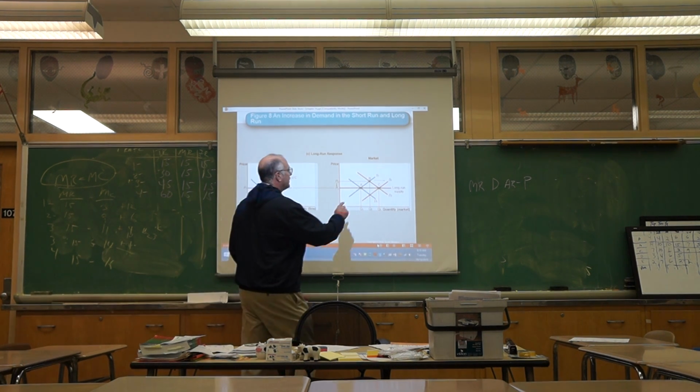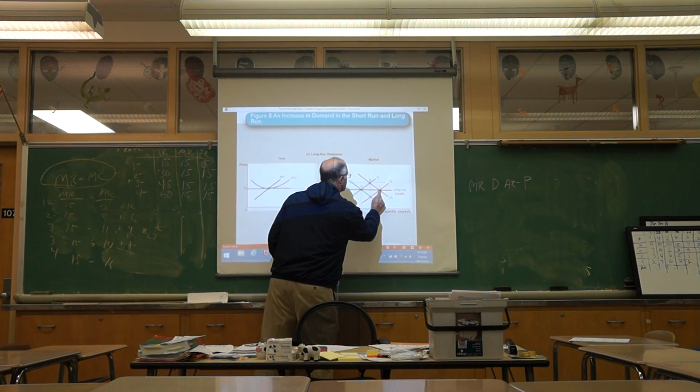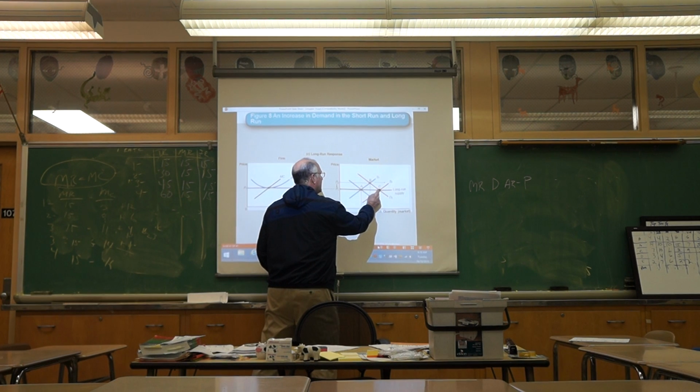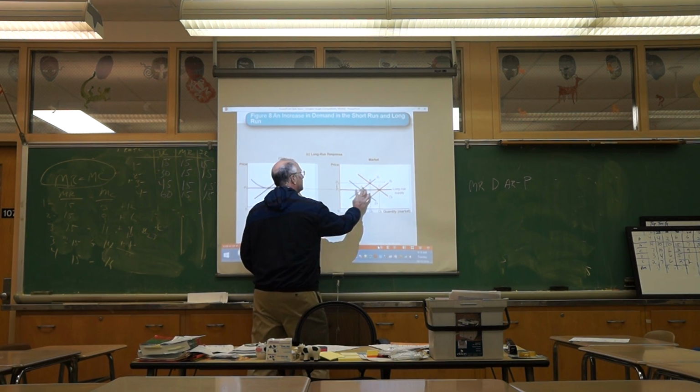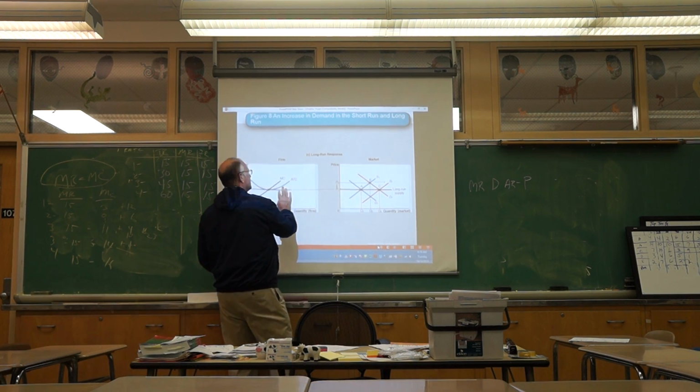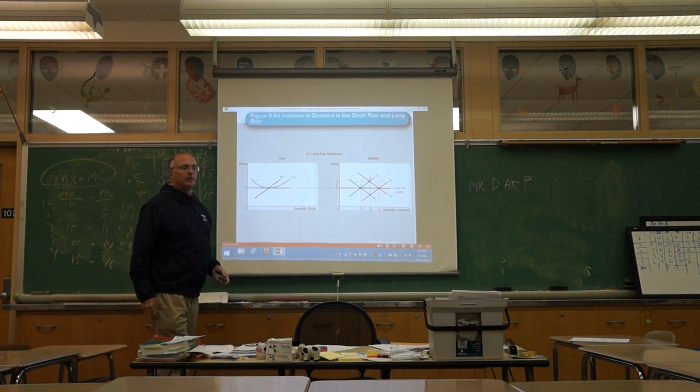Now, one last thing. If you look at the long run supply curve, they would say it's horizontal, because you started here and you went here, and then making it a horizontal supply curve in the long run.